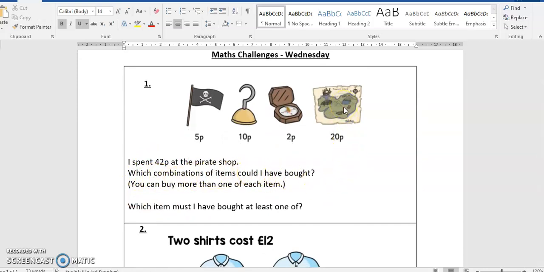So could they have bought 2 maps and something else? How many hooks might they be able to buy? And what might they need to make it up to 42 pence? So you need to think of different combinations of items. There's also a little bit extra.